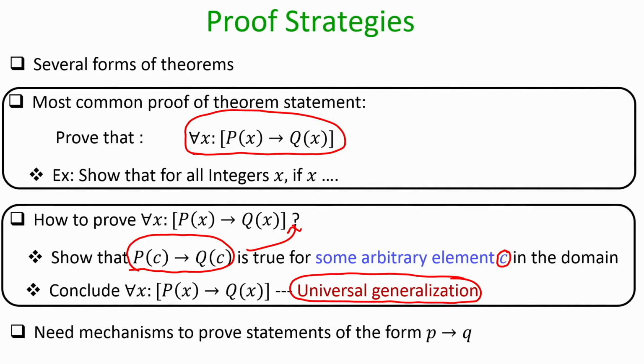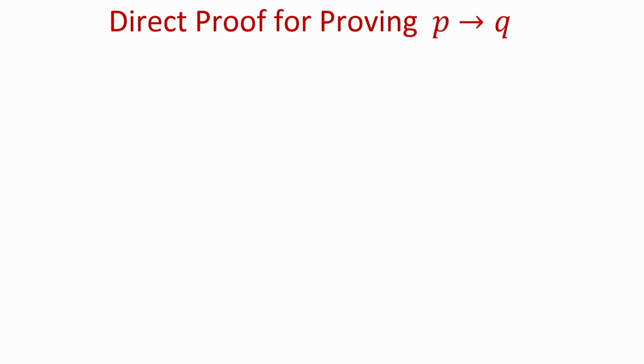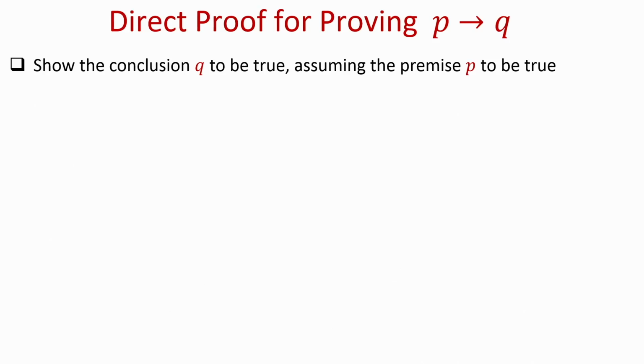That means now our problem boils down to proving statements of the form a proposition implies another proposition, because p of c is a proposition, q of c is also a proposition, because we have substituted x with c, and we want to prove whether this implication is true or not. So, now our goal will be to see various proof mechanisms for proving statements of the form p implies q, where both p and q are propositions. So, we will start with the direct proof method. As the name suggests, it is direct because in this proof method we start by assuming that my premise p is true, and logically I show that my conclusion also will be true. That is why this method is called a direct proof method.